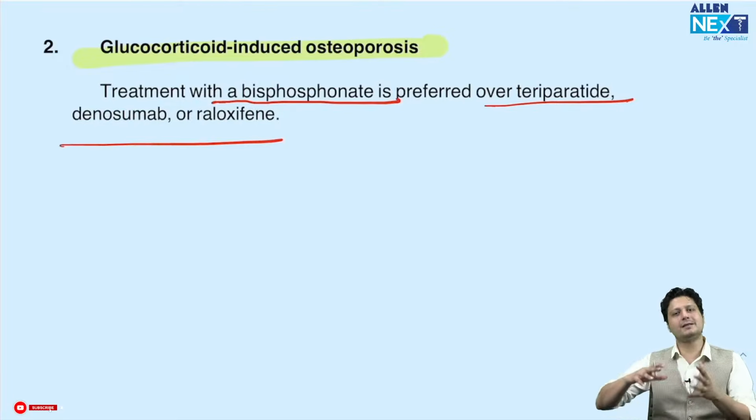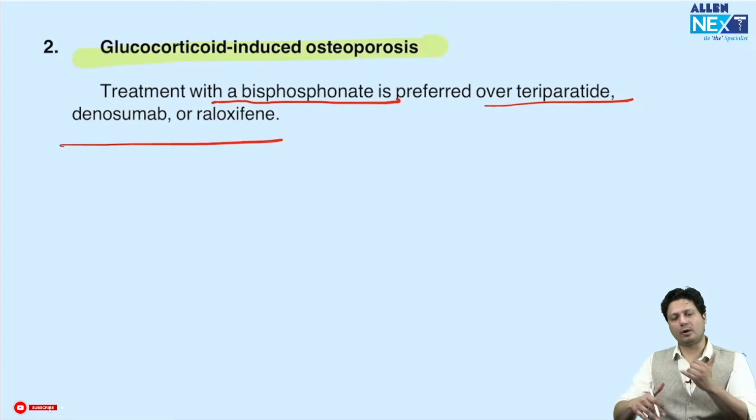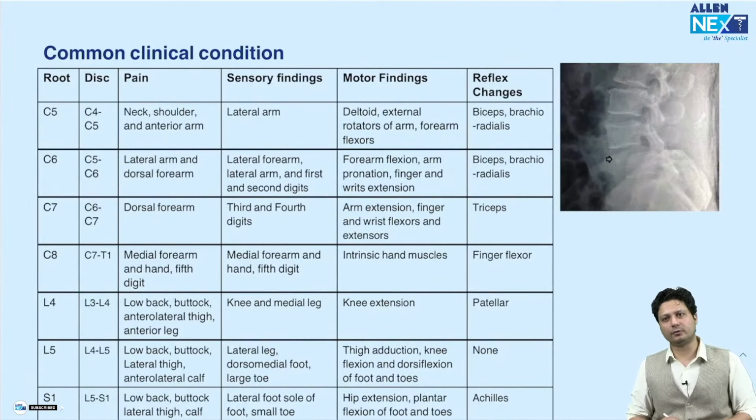So these are the three scenarios which the examiner can give you and convert into a form of a question, and then they will ask you what is the first line of drugs to be used in the management of these conditions. So hopefully everything is clear related to this one.